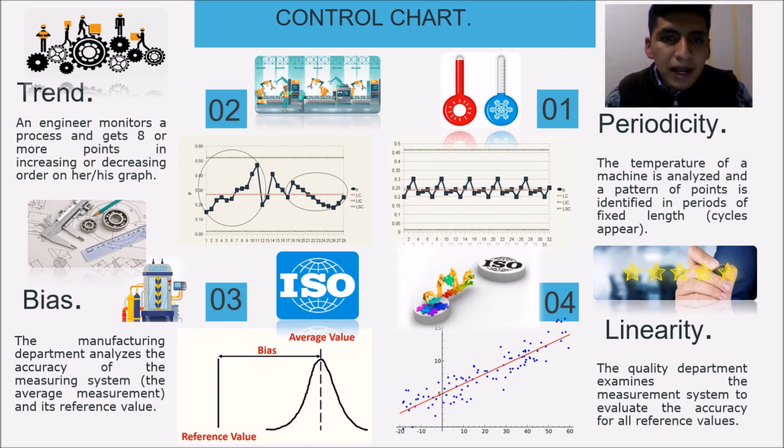Finally, the fourth word is linearity. Companies validate their measurement systems with reference values. It should be noted that there are many reference systems. In the image, there is an example of linearity. For example, the strength of a fabric or other material. These words are very famous and important for quality studies and industrial processes.